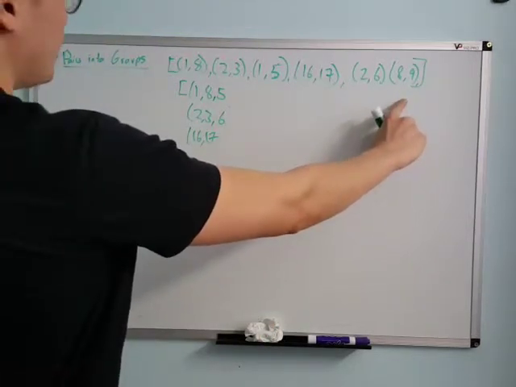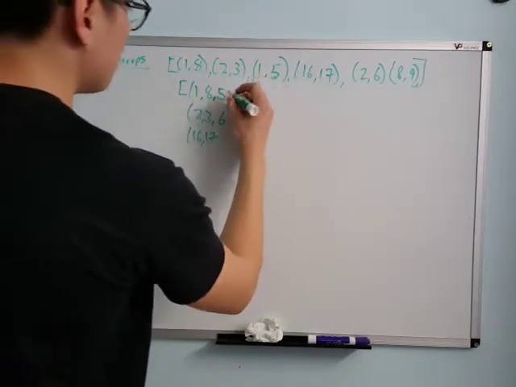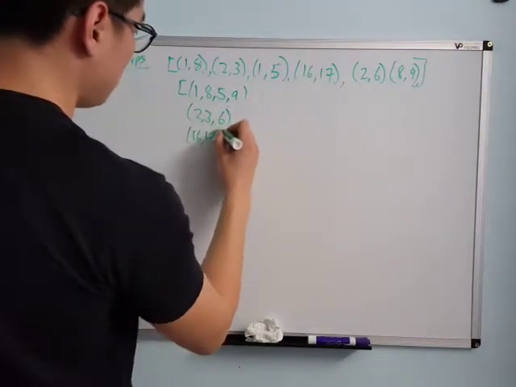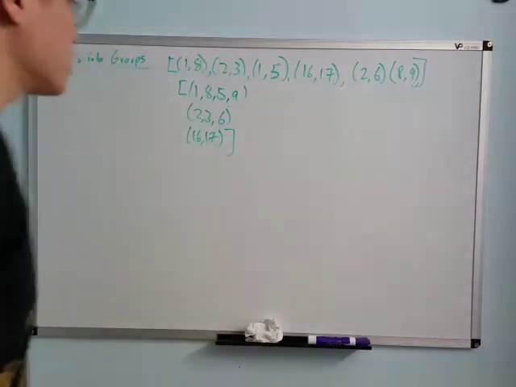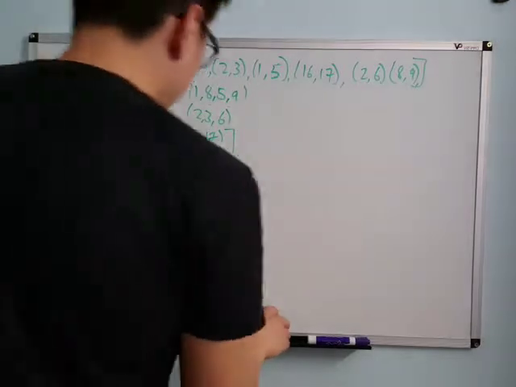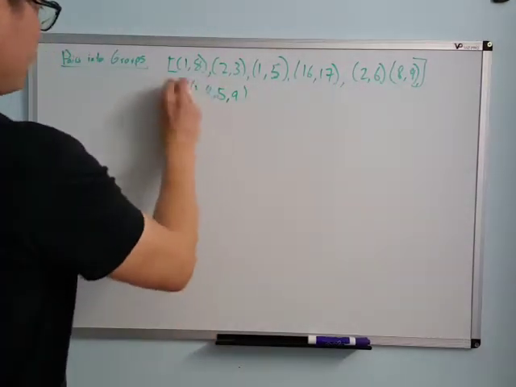8 and 9. 8 we saw in this group. So we're going to add 9 in this group. So these are 3 groups. And then we're going to return this. This is going to represent the different groups. So this was a pretty interesting problem.